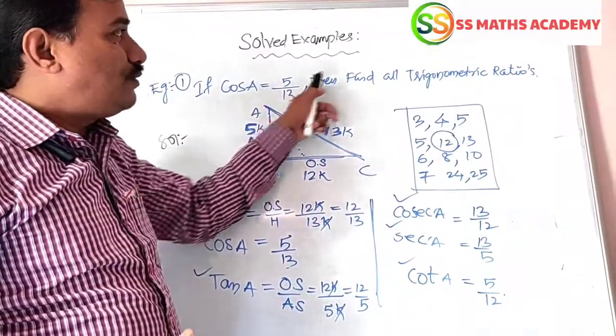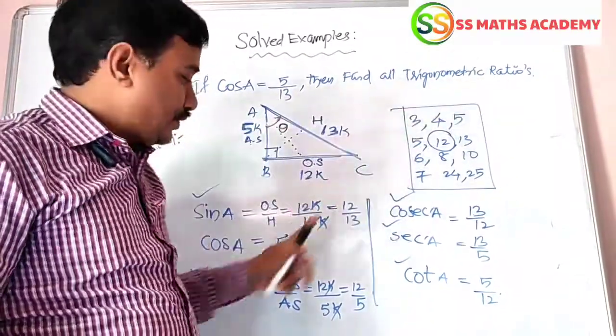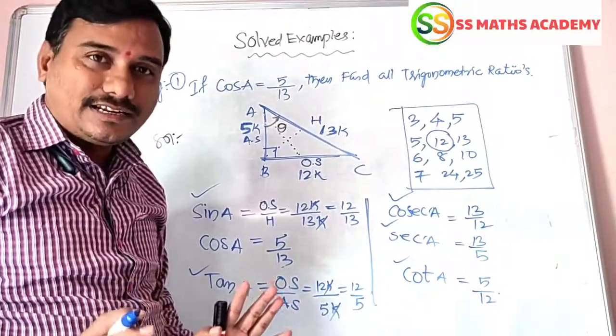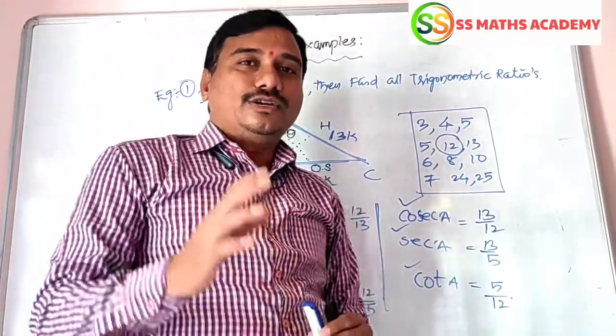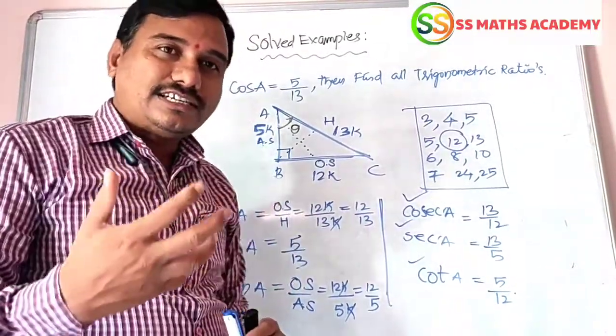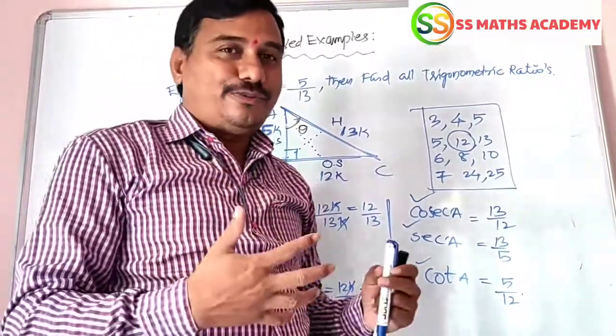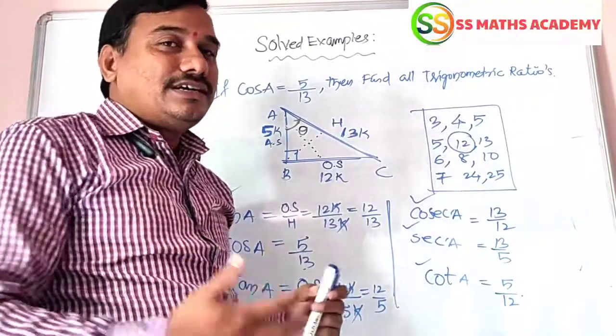Cos A is given, and we found all the trigonometric ratios in the easiest manner. Okay. This kind of question will come under 2 marks. You have to practice such questions, and you will get such knowledge. I hope this is understood by you.